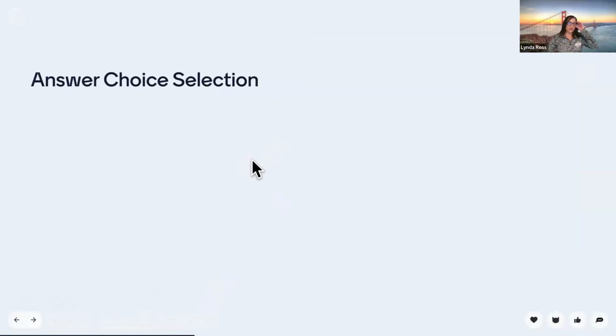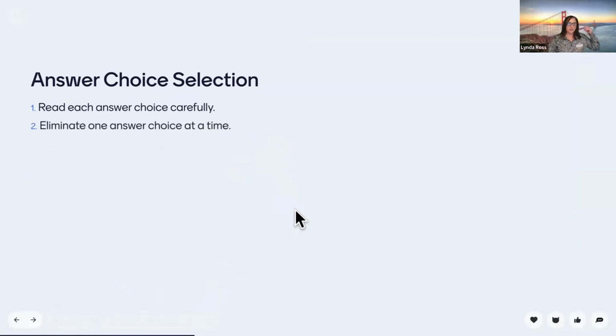So, answer choice selection. Read each answer choice carefully. Don't jump. That's what our brain does. Our brain is built to work fast and to synapse really fast, go from one area to another. Information is located all over the brain. It has that filing system in the lateral prefrontal cortex that we talked about. And we have cues, and they take us to those areas really quickly.